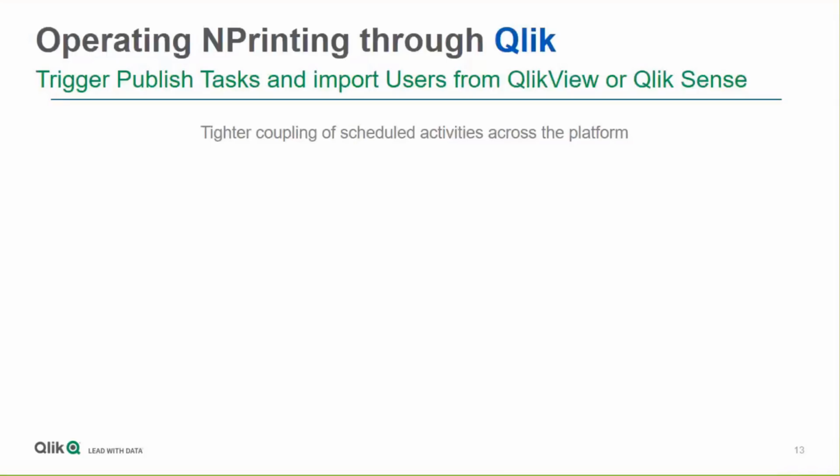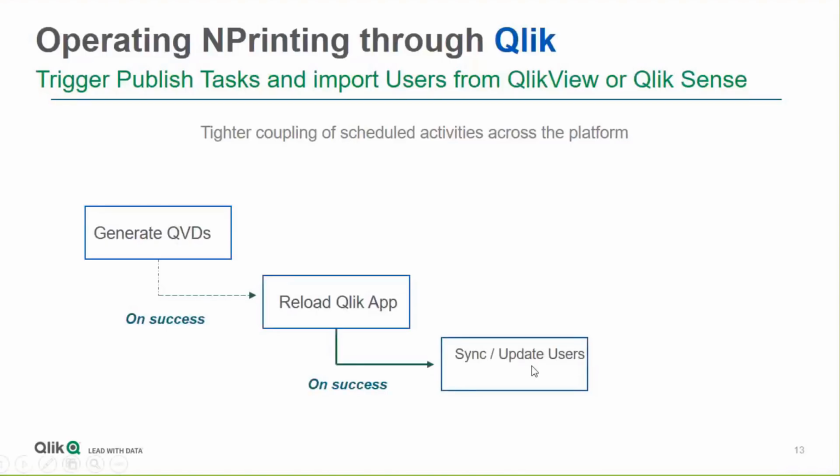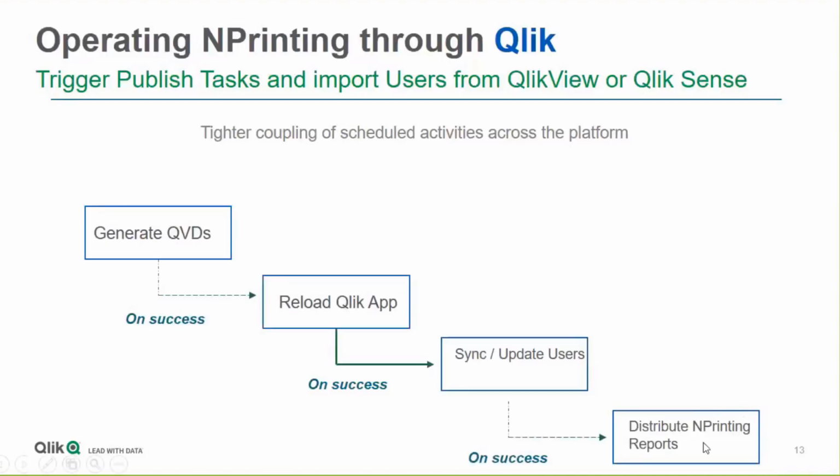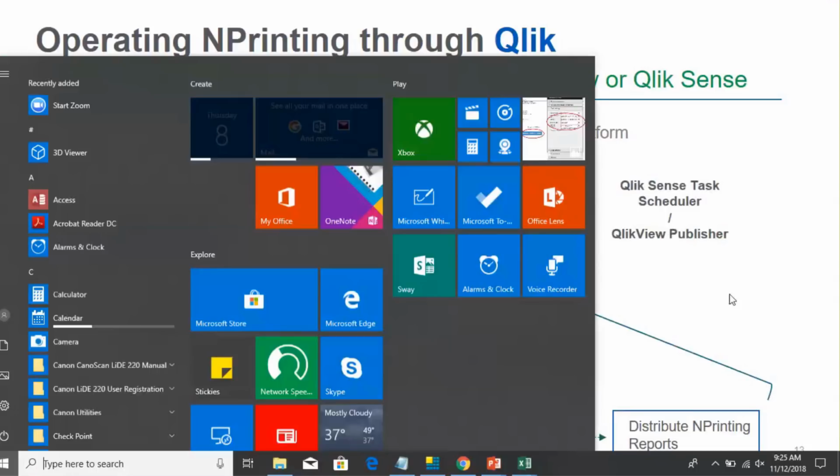So most Qlik environments today might create QVDs, and upon generating the QVDs, they could reload a Qlik application. The intent with this technique is that once you've reloaded the Qlik application, which now contains the data for NPrinting, we can trigger a sync and an update of users in NPrinting so that the NPrinting recipients are updated in advance of actually distributing NPrinting reports. And we can do this all through the Qlik Sense Task Scheduler and the QlikView Publisher. Let's take a look at how we can do that.